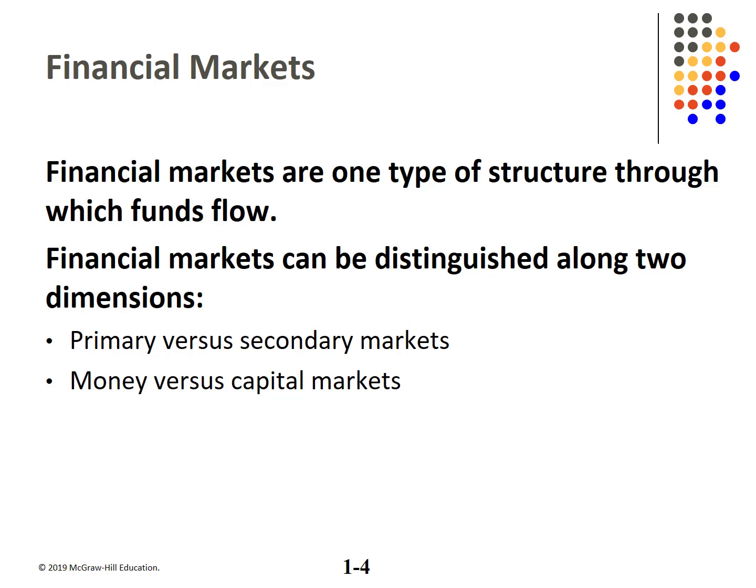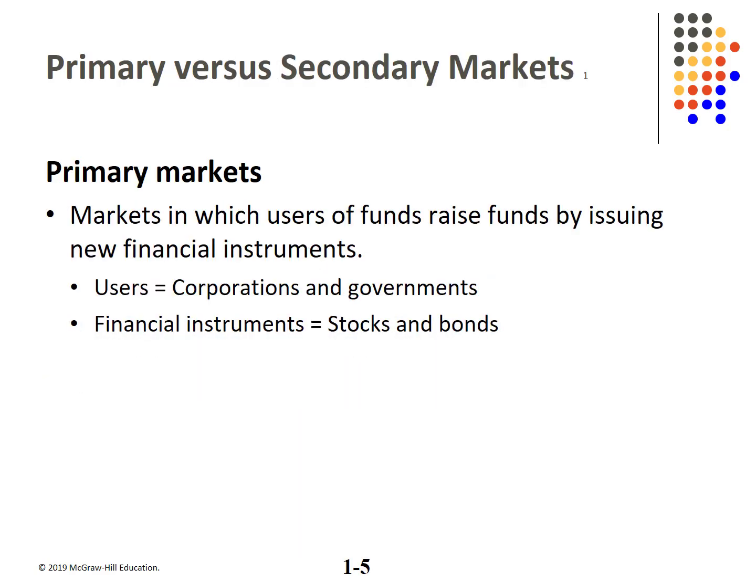Financial markets are usually described as primary versus secondary, money versus capital markets, and we'll define and discuss each of these. Primary markets are where funds are raised by issuing new securities. This is where IPOs occur. Issuers tend to be corporations or government. Securities are stocks and bonds. The defining factor, funds raised go to the issuer.